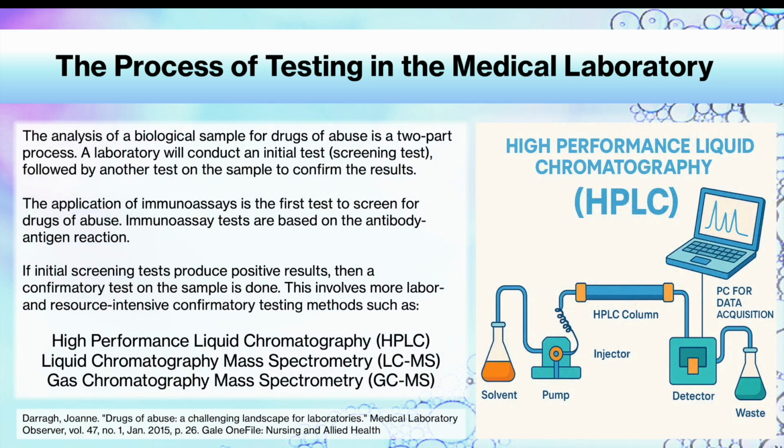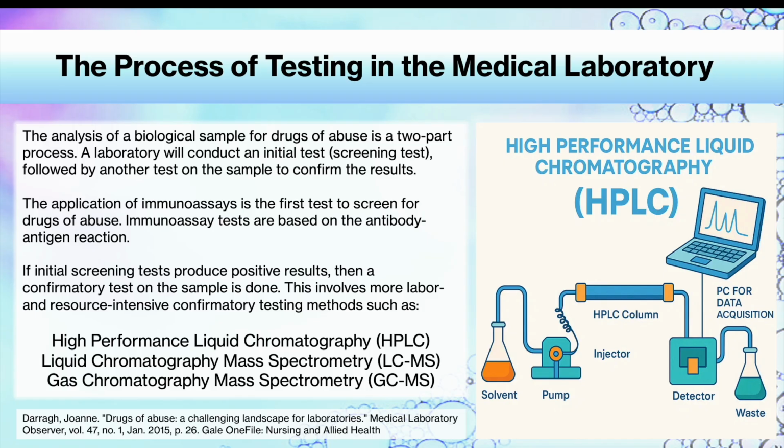The process of testing in the medical laboratory. The analysis of a biological sample for drugs of abuse is a two-part process. A laboratory will conduct an initial test, a screening test, followed by another test on the sample to confirm the results. The application of immunoassays is the first test to screen for drugs of abuse. Immunoassay tests are based on the antibody-antigen reaction. They provide a fast and straightforward way of determining if drug metabolites are present in the sample. New immunoassay technology is capable of detecting multiple substances at one time. These tests can be done on a range of biological sample types.